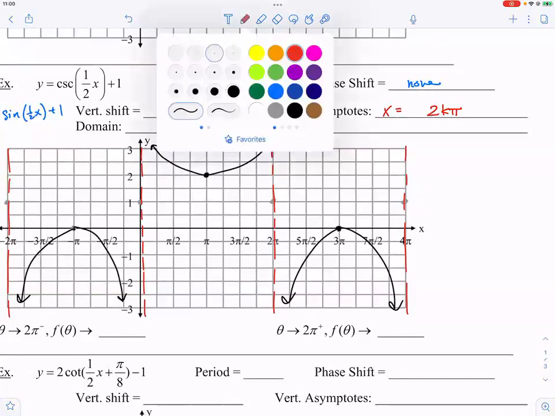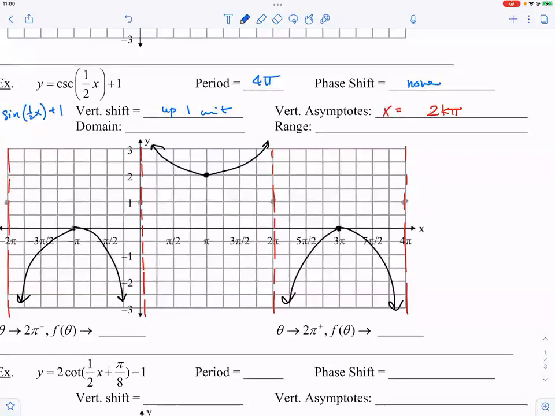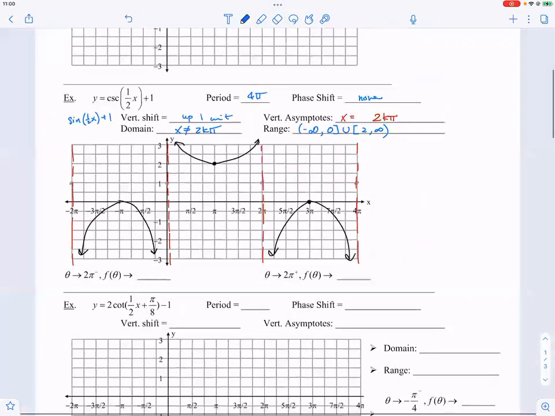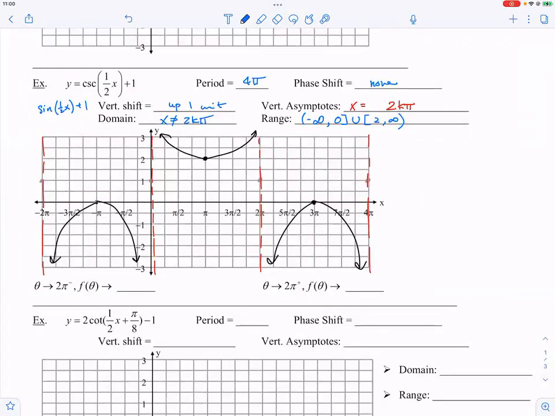And if you had the vertical asymptotes correctly, then you will get the domain correctly as well. So domain, it's everything but these values. The range, it's from negative infinity all the way to 0, union 2 to infinity. Right, so that's something we have done, and let's look at something new.